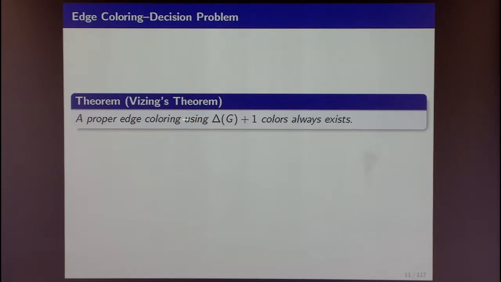A proper edge coloring using the maximum degree plus one colors is always possible. You know, the maximum degree, of course, is obviously a lower bound. You must use at least this many. Some graphs can be colored with this many colors, and some can't. And the universal upper bound that always works is plus one.